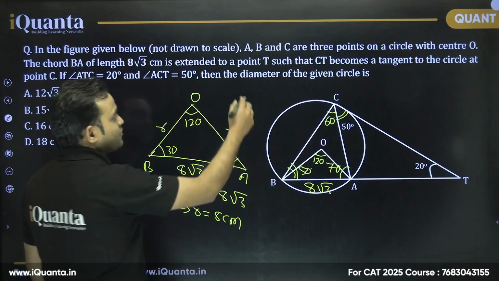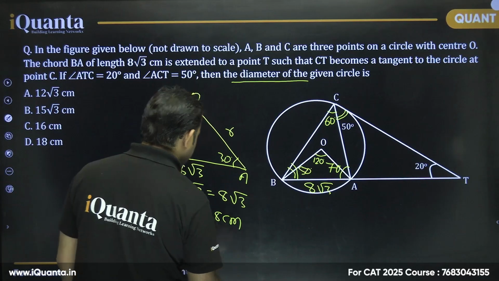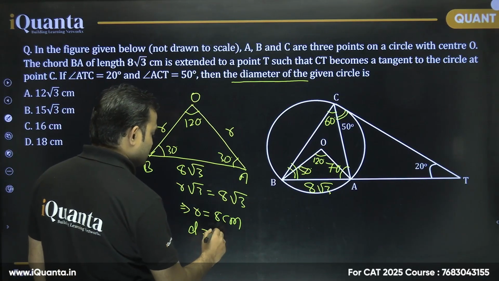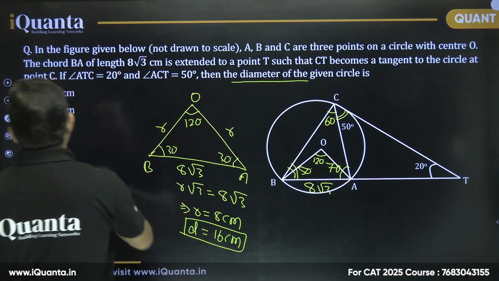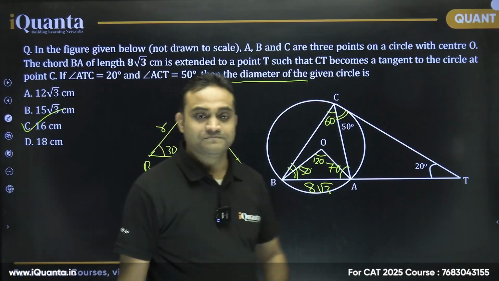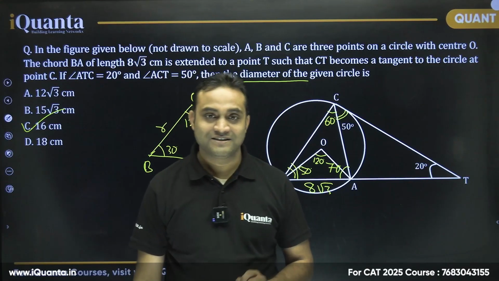What do we want? We want the diameter of the given circle. So diameter D will be equal to double of the radius, which is 16 centimeter. And so our answer is option C. All right.